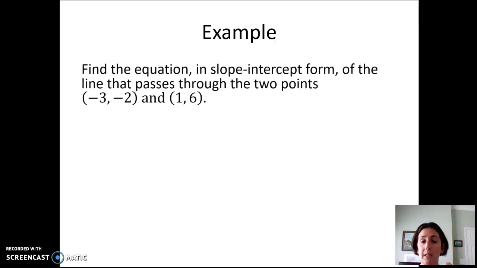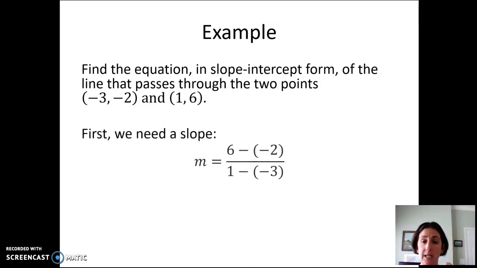If you wanted to write the equation in slope-intercept form that passes through 2 points, well, we just did it when we had a slope and 1 point. Now we have 2 points. So what do you think we need first? The slope. So first, let's calculate that slope like we did earlier, y2 minus y1 over x2 minus x1, and we end up with a slope of 2.